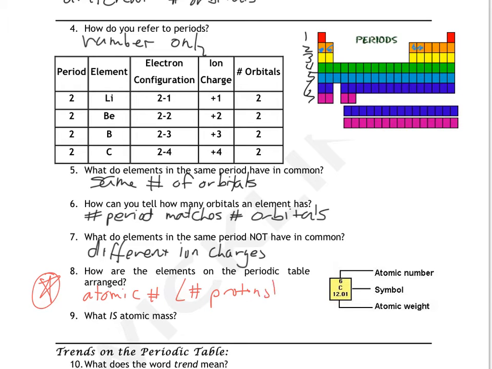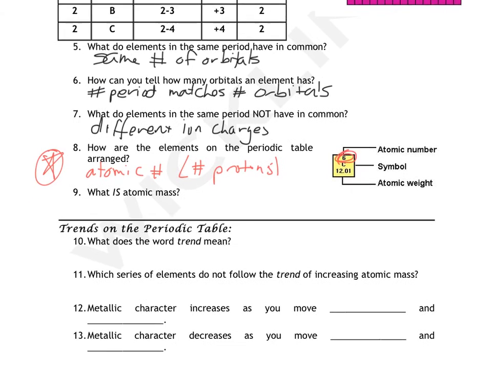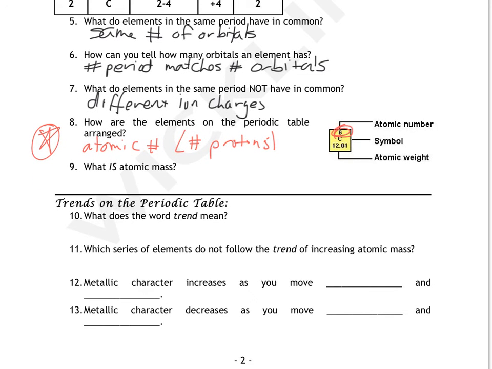While you will see some patterns that look like the atomic mass is the way that they've been arranged, you'll also see breaks in that pattern. So it's actually just atomic number that determines where the element goes on the table. So speaking of atomic mass, what is atomic mass? Atomic mass is the weighted average mass of all the naturally occurring isotopes of an element.